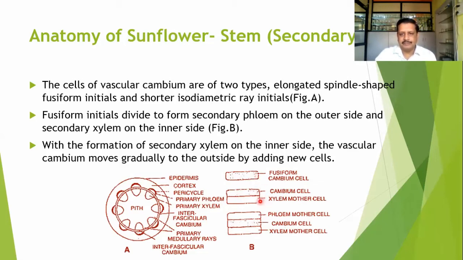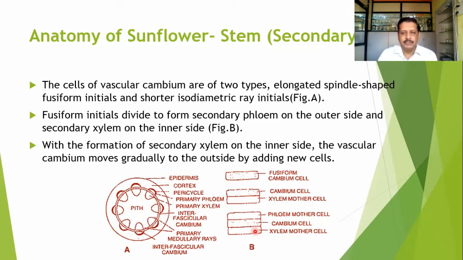Then cambial cells and xylem mother cell. Xylem mother cell is always towards the inner side of the tissue. Here the cambial cell produces the phloem on the outer side, and the xylem on the inner side. So this is the typical development of the cambium.